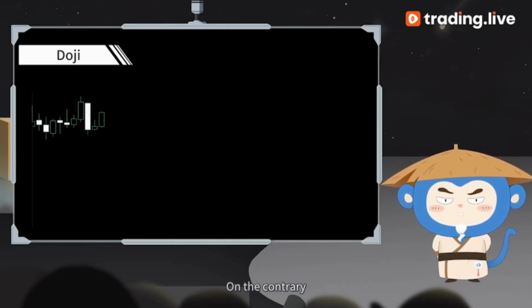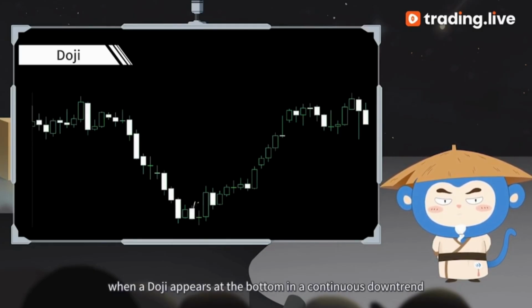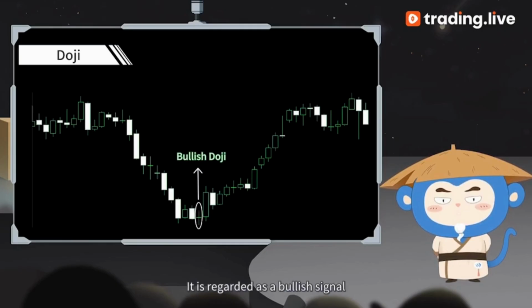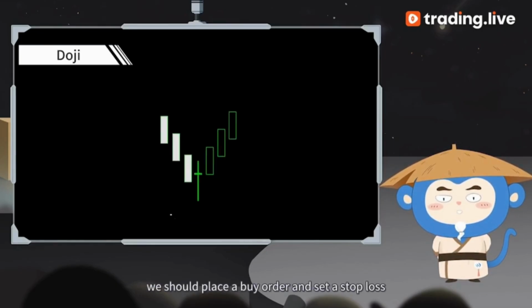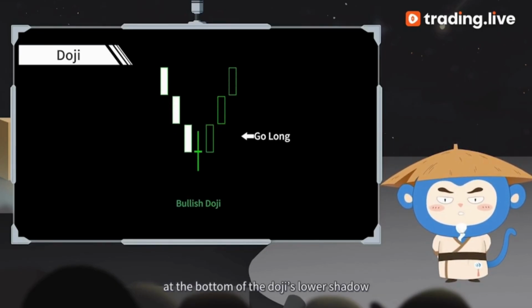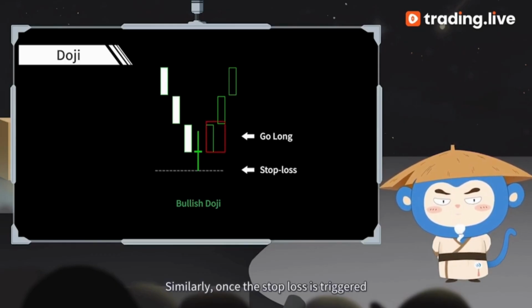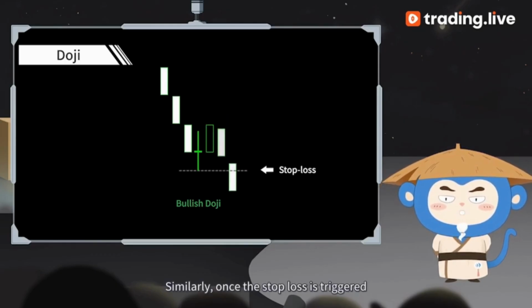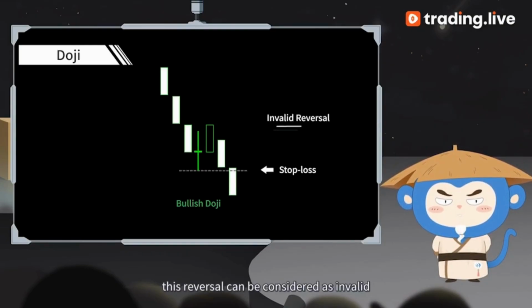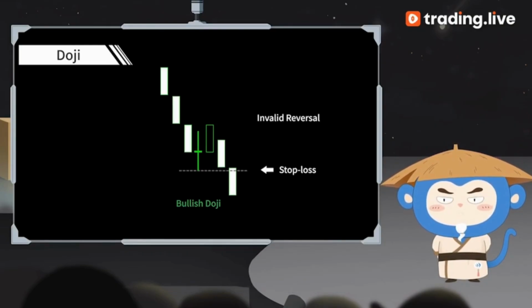On the contrary, when a doji appears at the bottom in a continuous downtrend, it is regarded as a bullish signal. In this case, we should place a buy order and set a stop loss at the bottom of the doji's lower shadow. Similarly, once the stop loss is triggered, this reversal can be considered as invalid.